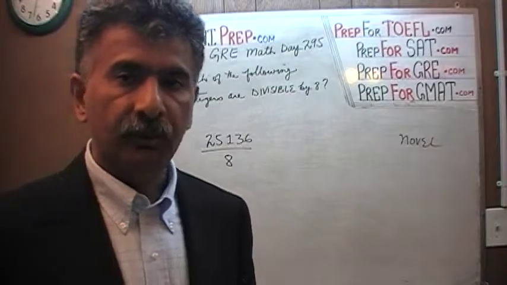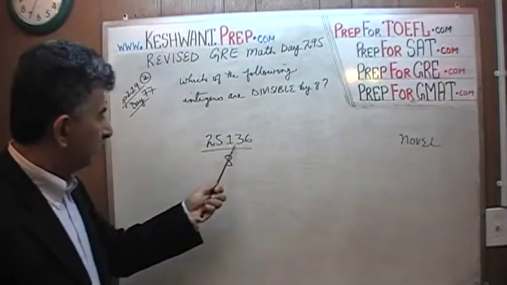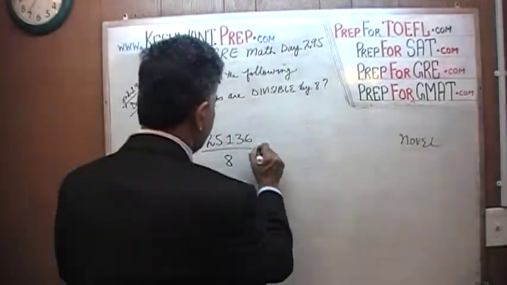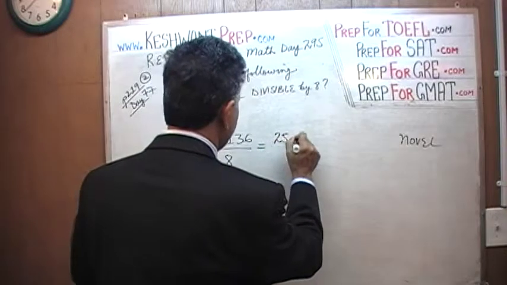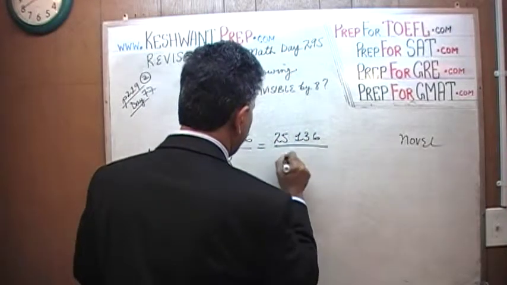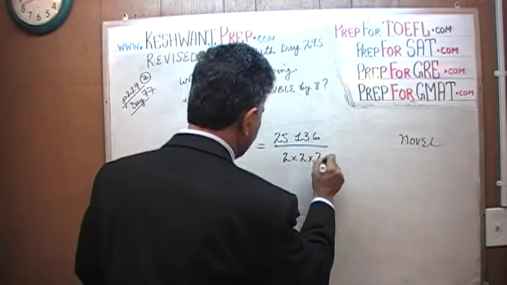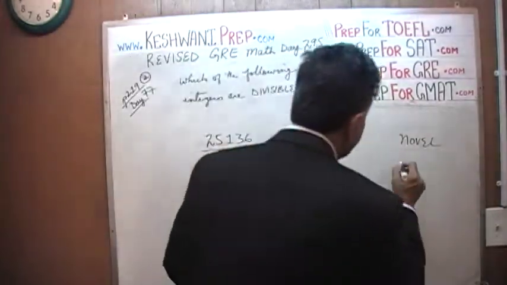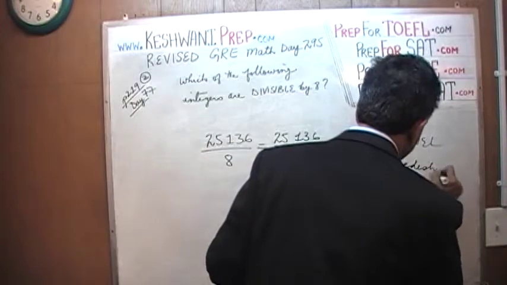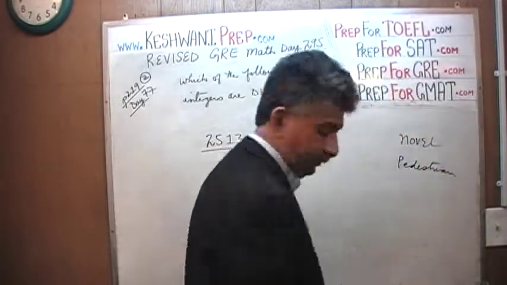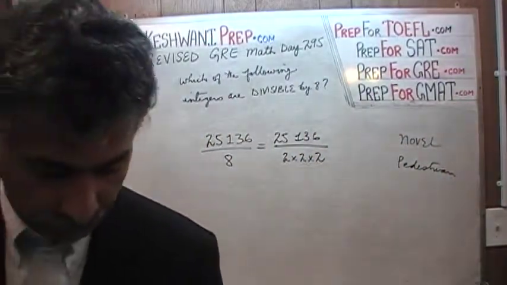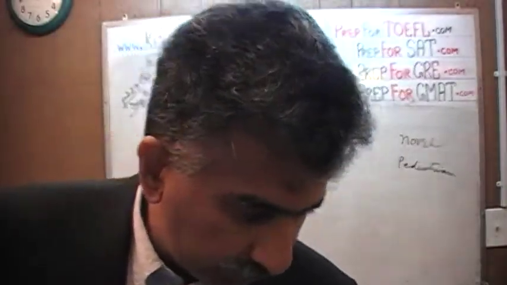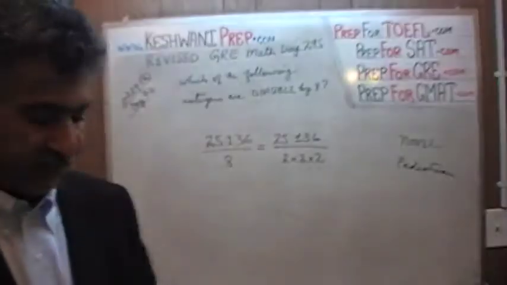Another way is to understand that when you're dividing a number by 8, that is the same as taking a number and dividing it by 2 times 2 times 2, because 8 equals 2 times 2 times 2. By the way, these words that I just used, there is nothing novel about it. Very pedestrian, very common way of doing this thing is to just divide by 8.